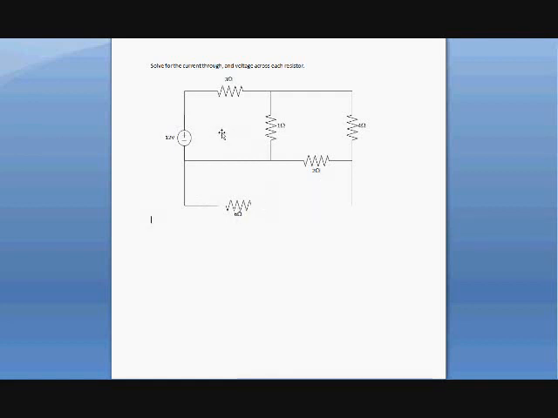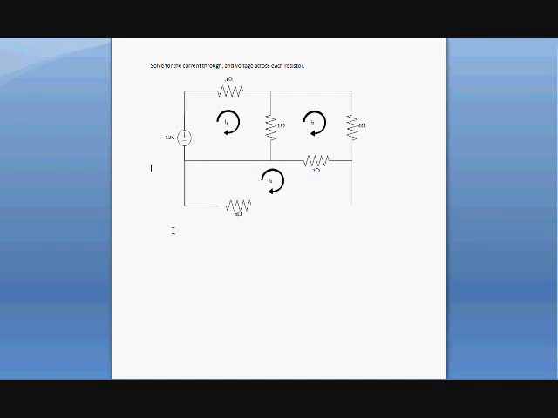So there's a loop here, there's a loop here, and there's a loop here. The first thing we're going to do is define our three loops. We're going to say that this is loop 1 with a current of I1 traveling through this loop. This over here is loop 2 with a current of I2 traveling through this loop. And this is I3 for our third loop traveling through this loop here.